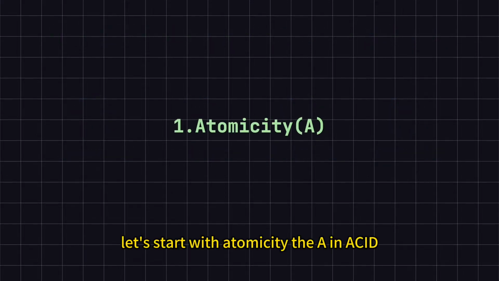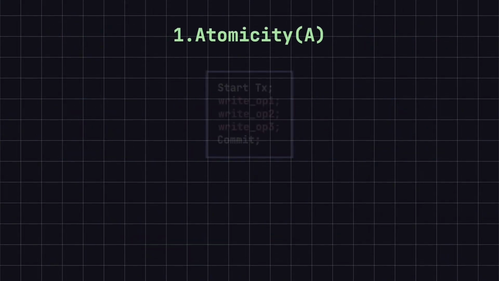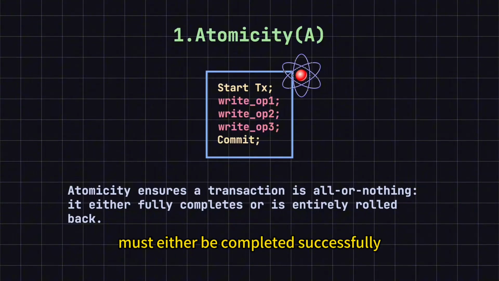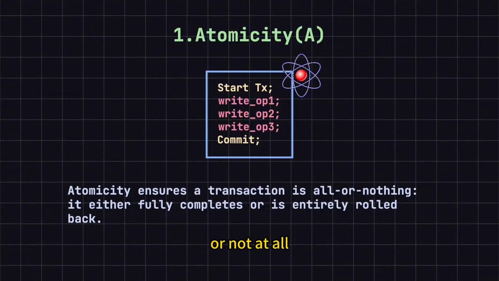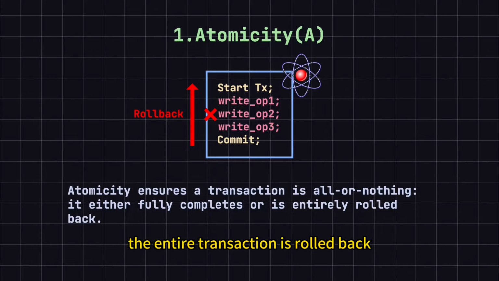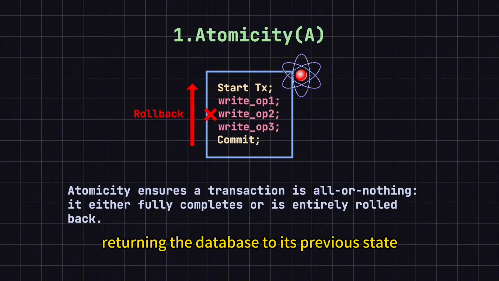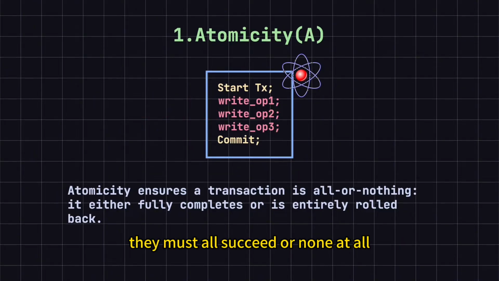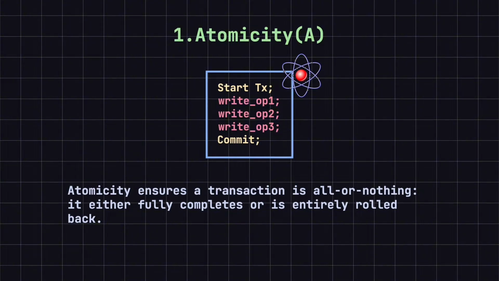Let's start with atomicity, the A in ACID. In simple terms, atomicity means that a transaction is indivisible. All operations within it must either be completed successfully or not at all. If any operation fails, the entire transaction is rolled back, returning the database to its previous state. Whether a transaction has one or many operations, they must all succeed or none at all. There's no middle ground. This is the essence of atomicity.